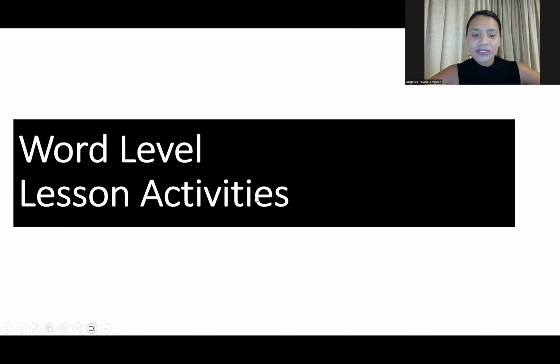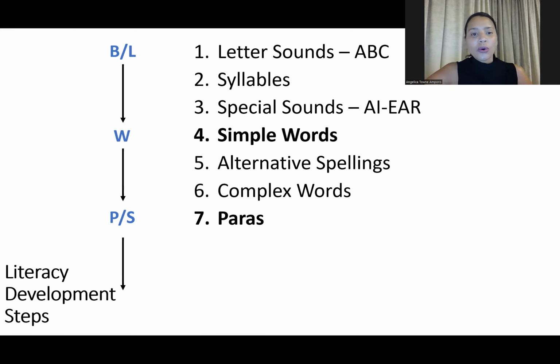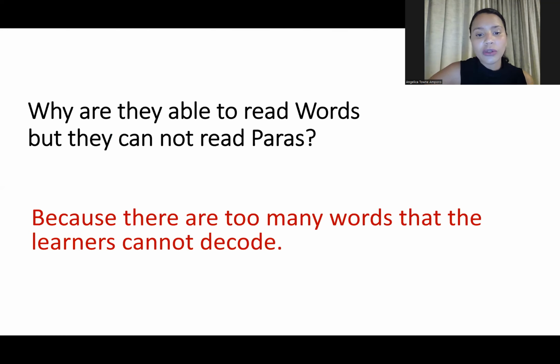Okay, welcome to our next session, which is on word level lesson activities for teaching at the right level in Namibia. So let's just recap. What are we trying to achieve? We're trying to take learners who could read simple words up to the level where they can read paragraphs. And the big question that I want us to answer is, well, why? Why can't these children read paragraphs if they can read words?